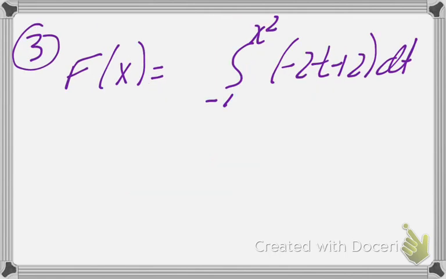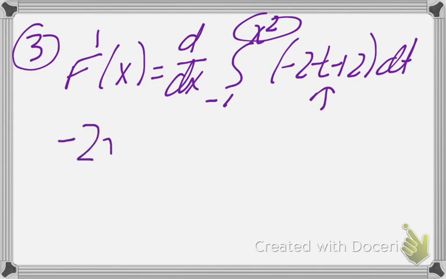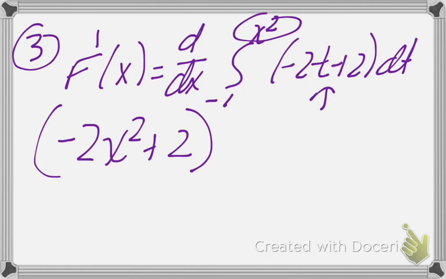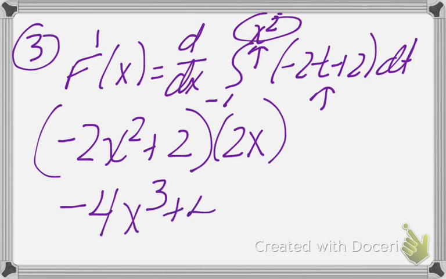Okay, here's number 3. Take the derivative of both sides, and that means wherever we see a t, we're going to put an x squared. But don't forget, whatever answer we get, we must multiply it by the derivative of this upper limit, which is 2x. And if you wanted to simplify, you could distribute, so we get negative 4x cubed plus 4x, and that's the answer.